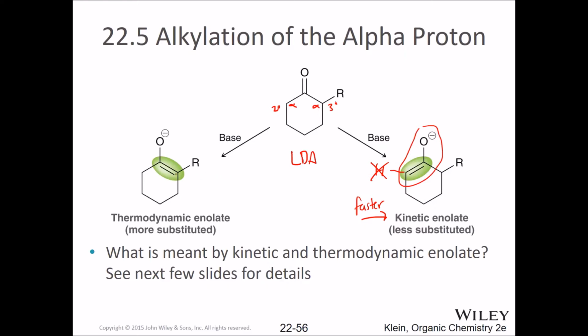However, if this proton gets abstracted, this has the more stable intermediate. It's slower, but it's more stable, so it's thermodynamically favored. Remember what is meant by kinetic and thermodynamic? Let's look at the next couple slides.